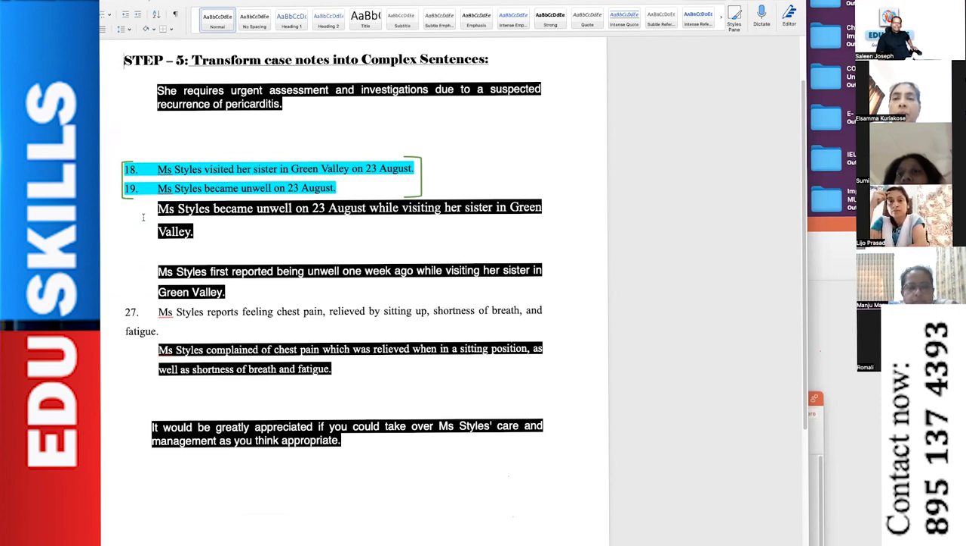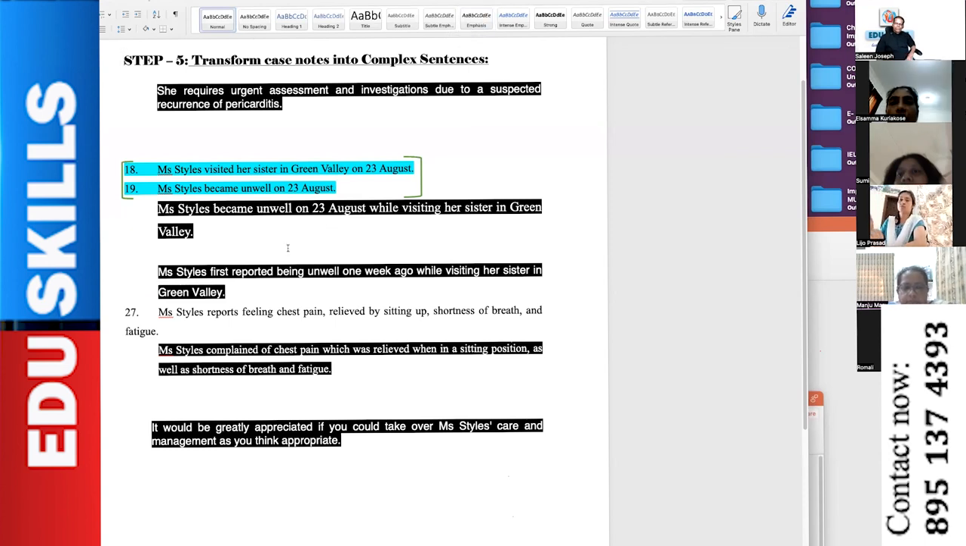Yeah, please read 18 and 19. Miss Stiles visited her sister in Green Valley on 23rd August. Miss Stiles became unwell on 23rd August. Miss Stiles became unwell on 23rd August while visiting her sister in Green Valley. Miss Stiles first reported being unwell one week ago while visiting her sister in Green Valley.